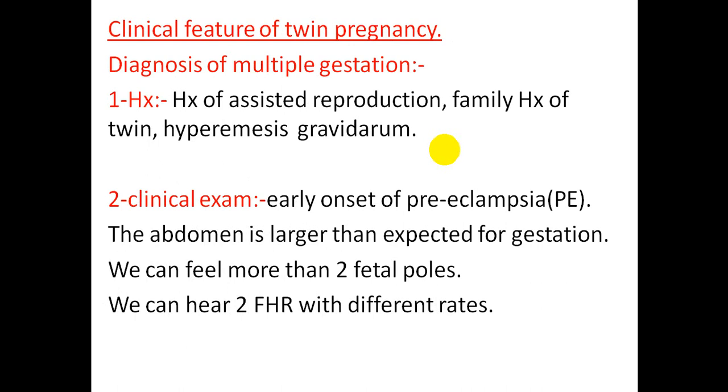Clinical features of twin pregnancy. Diagnosis of multiple gestation. First, history: history of assisted reproduction, family history of twins, hyperemesis gravidarum. Second, clinical examination. There might be early onset of preeclampsia. The abdomen is larger than expected for gestation. We can feel more than two fetal poles. We can hear two fetal hearts with different rates.